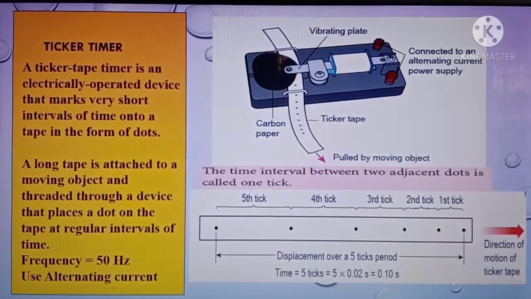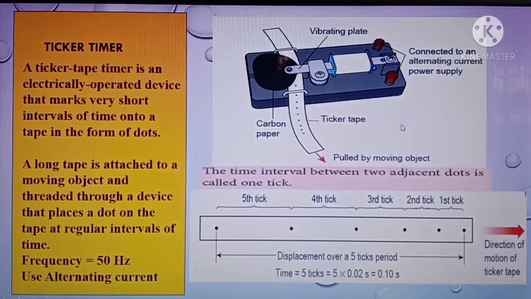A ticker timer is a device used to analyze motion. Look at the diagram here. This is a ticker timer that you can find in the lab. It consists of a vibrating plate and there's a sharp end here. Once you turn on the ticker timer, the vibrating plate will vibrate and the sharp end will knock on the ticker tape and produce dots.